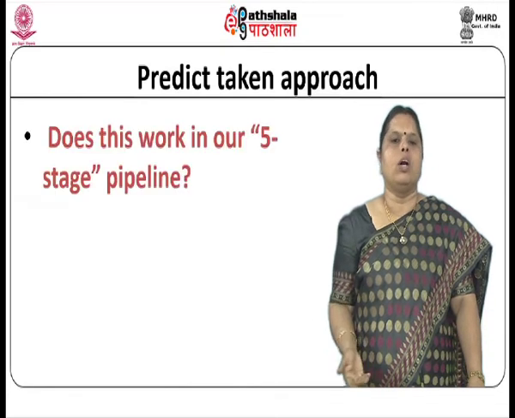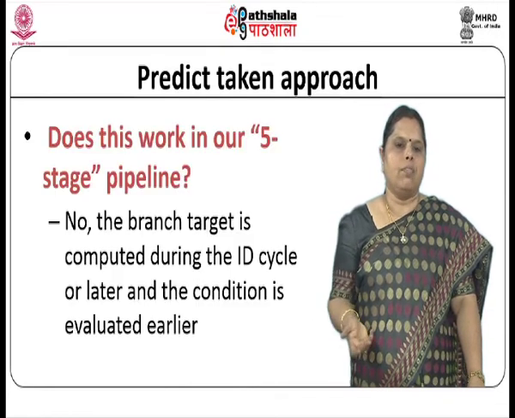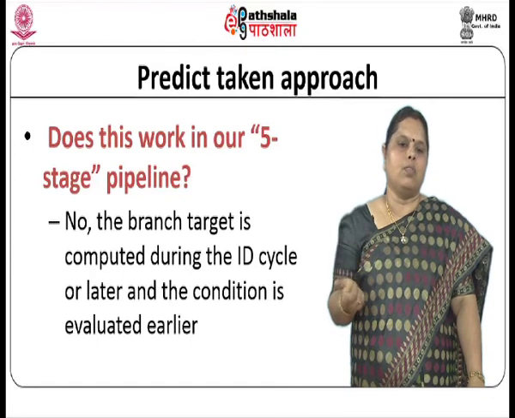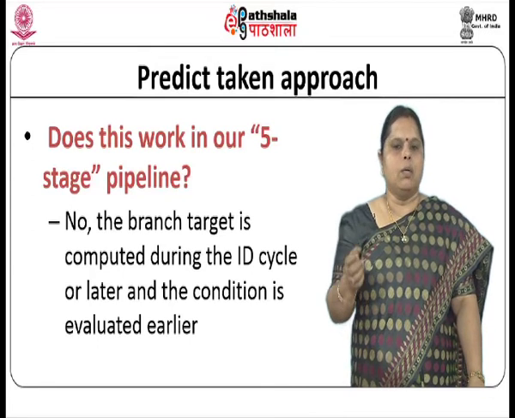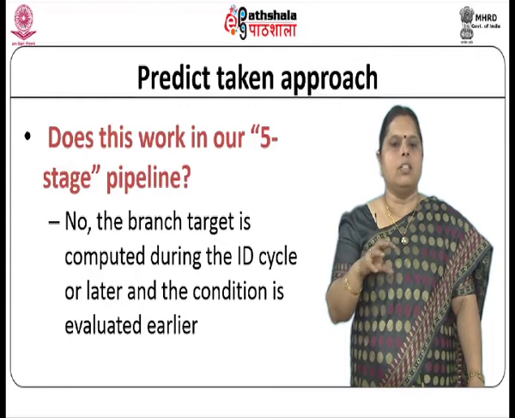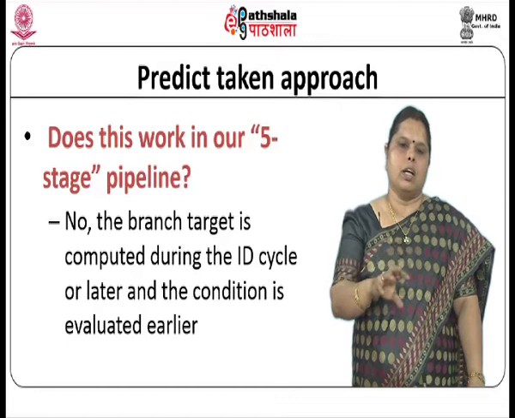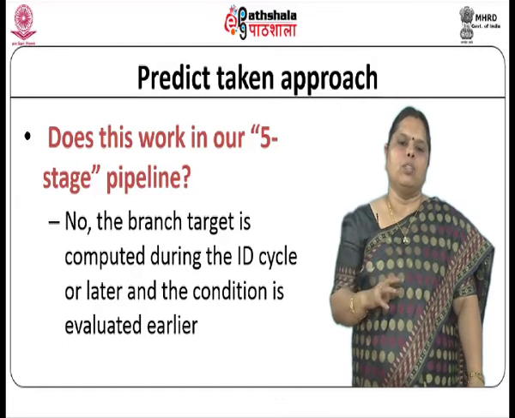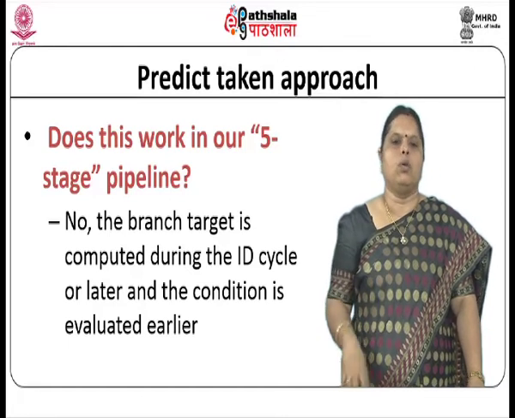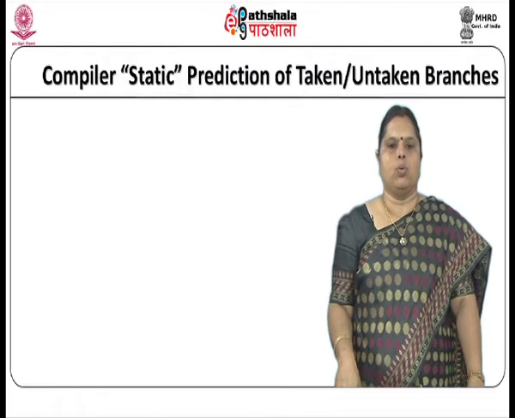So, does this work for a 5-stage pipeline? For a 5-stage pipeline, if you recall the MIPS architecture, the branch target address and the condition evaluation both happen during either the third clock cycle or the second clock cycle if you want to reduce the branch penalty. So, it is not possible to go in for a predict taken approach here.